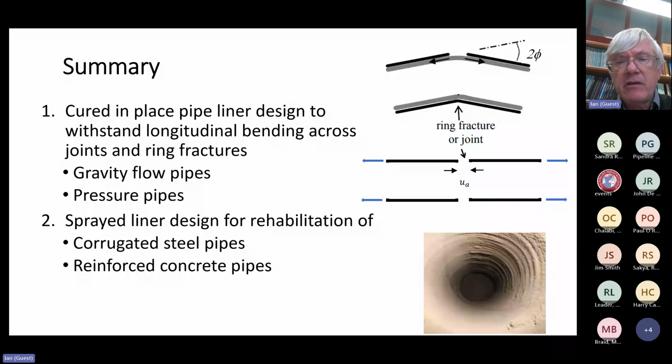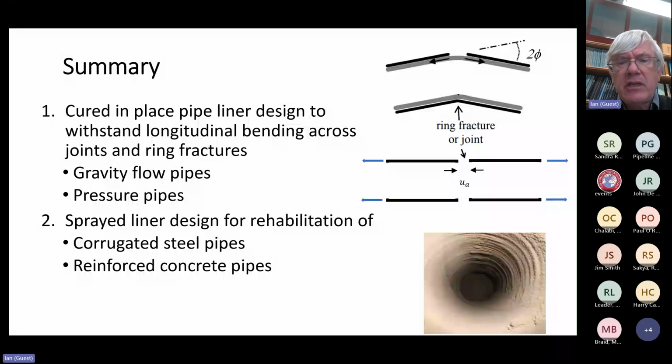And as a result of those consulting projects, I've been doing some research to develop some design equations that allow us to estimate what sort of stresses and strains we'll get in the liner where they're spanning across joints in those rigid pipes, and where we might have a new ring fracture developing as a result of longitudinal bending, say in a cast iron water pipe.